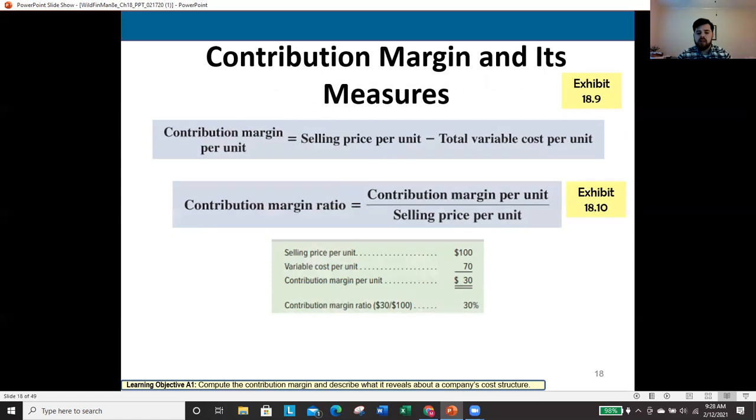Now, once we've done that, we can figure out what is called our contribution margin ratio. So this is contribution margin per unit, which we just calculated. So if you want to rewrite that as selling price per unit minus total variable cost per unit, you can, divided by that sales price per unit. So in this case, we are told we have a selling price for each unit of $100 with a variable cost of $70, giving us a contribution margin on a per unit basis of $30. This will give you the contribution margin ratio of 30%.